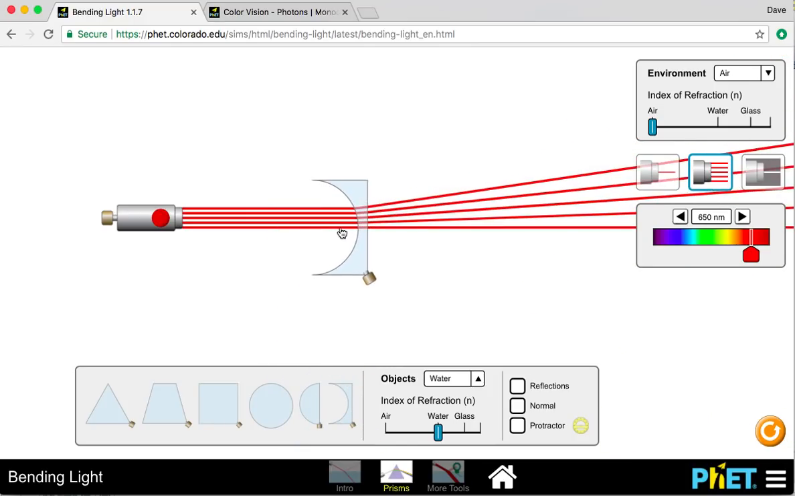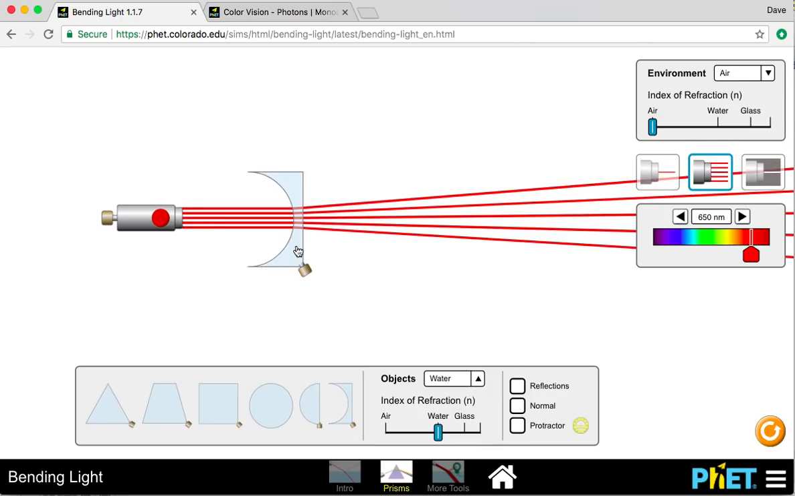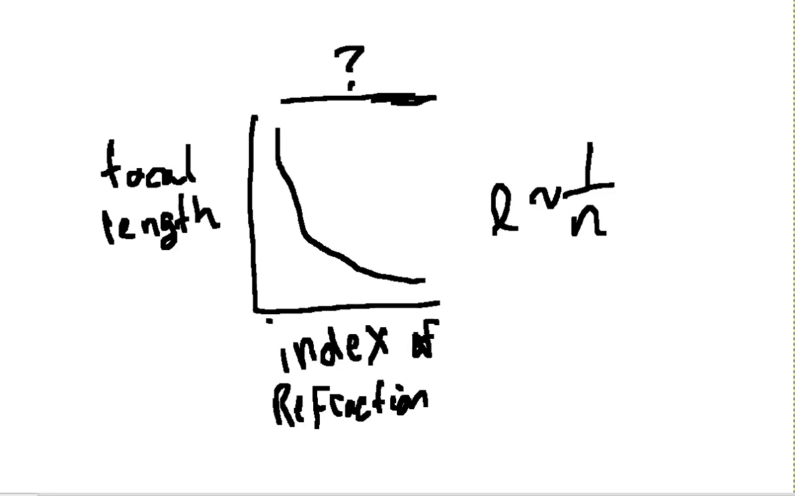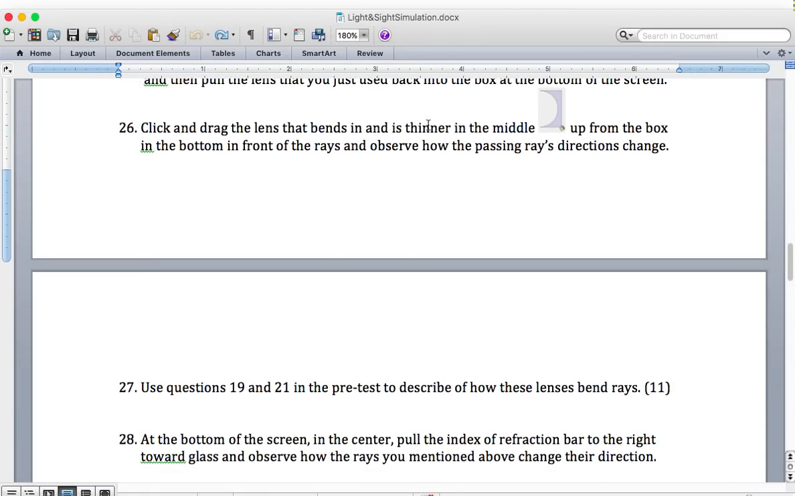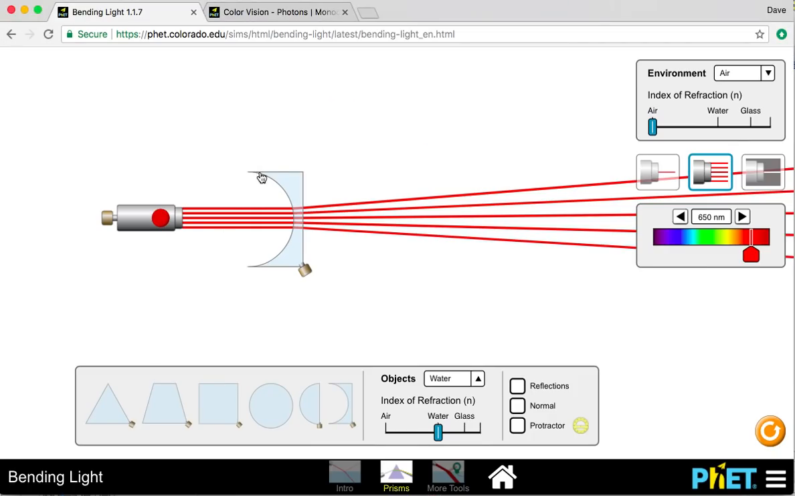Now we're going to bring up a different type of lens. It's almost like the exact opposite of this type. Sounds similar, but it does the exact opposite thing. So we've already observed how the passing rays directions changed. Now we want to use 19 and 21 on our pretest to describe how these lenses bend light rays. So this lens right here, this is known as a concave lens.